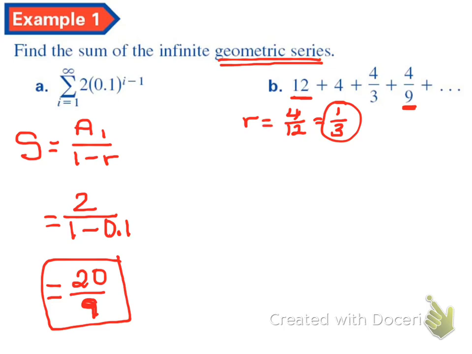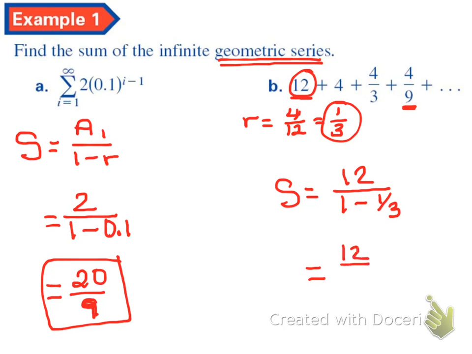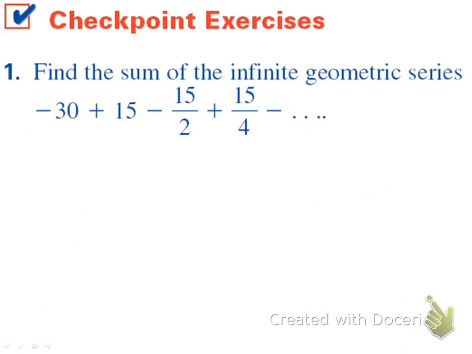So we have our rate, we have our first term, we can find the sum. The sum is equal to the first term, which is 12, divided by 1 minus the rate. Simplify. You end up with 12 divided by 2/3, or 18 as your final answer. The sum of this infinite geometric series would be 18. Let's go on to the next example.